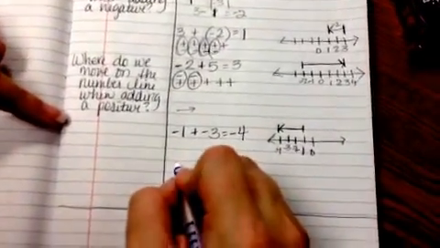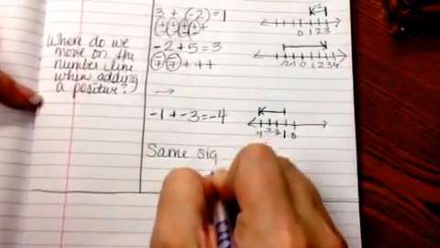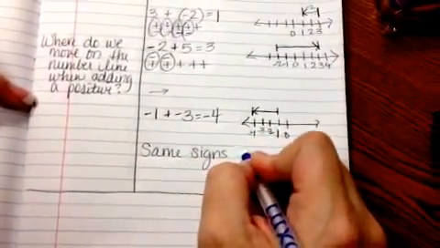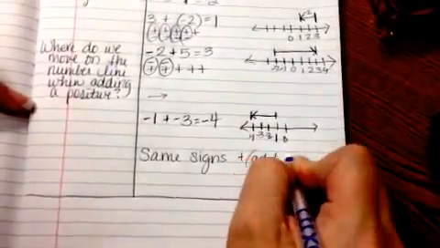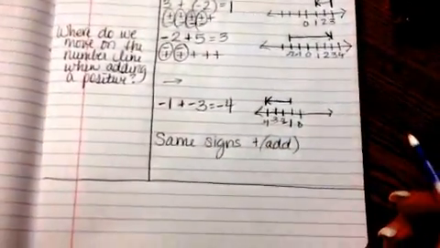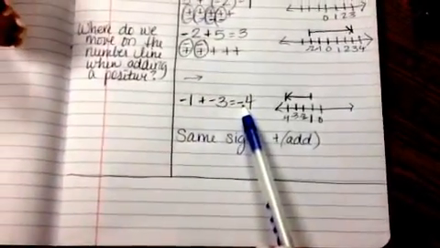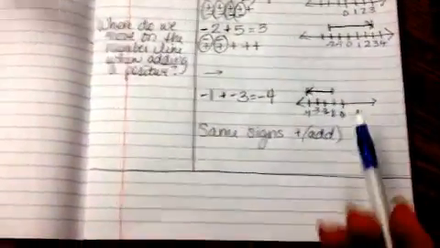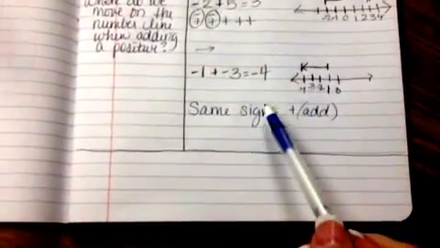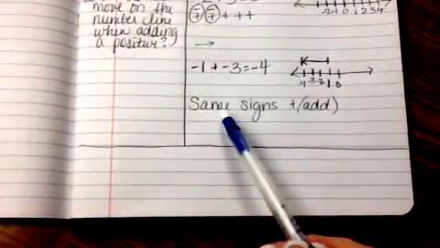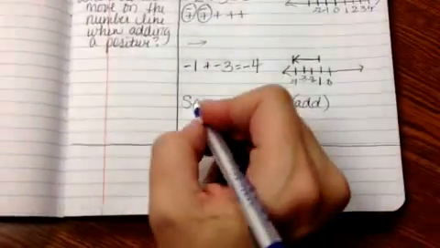So what we can say is when the signs are the same, we're going to add. And then keep whatever sign you're working with. In this case, we added negatives, so our answer was negative. If we were adding positives, like 2 plus 2, that equals 4, that's adding positives, so your answer stays positive. So when your signs are the same, you're going to add and keep the sign that you were working with.